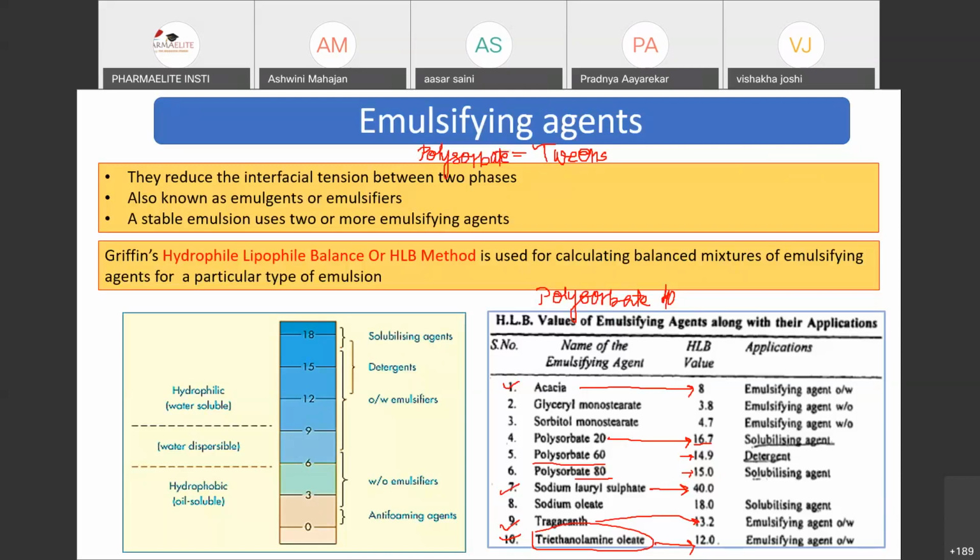With regard to different types of polysorbates, when I say Tween 20, Tween 40, Tween 60, Tween 80, what is the difference? What is it that keeps changing? If you remember, they all are fatty acid esters, right? 20, 40, 60, 80. Polysorbate 20 or Tween 20 is basically composed of lauric acid. It has lauric acid as the fatty acid involved. In case of Tween 40, it is palmitic acid. Tween 60 is stearic acid.